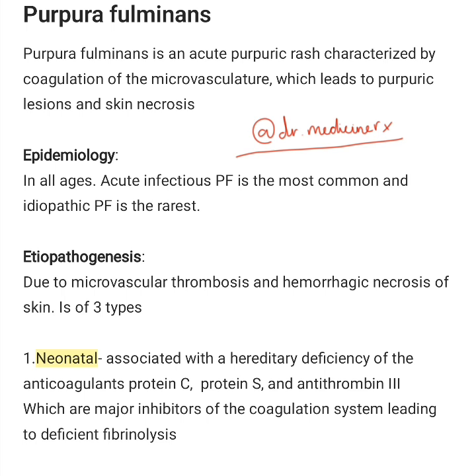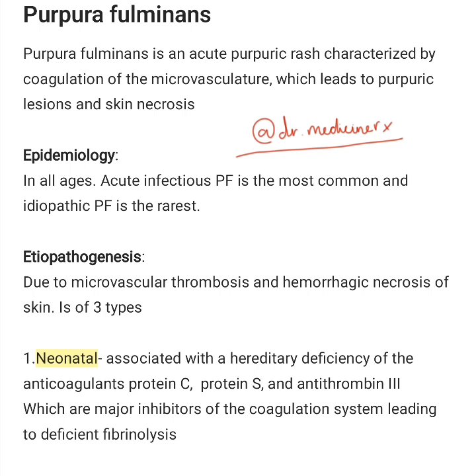So Purpura fulminans is an acute purpuric rash that is characterized by coagulation of the microvasculature, which leads to purpuric lesions and skin necrosis. So the basic pathology here is going to be occlusion of the microvasculature, or microvascular occlusion, because of formation of certain thrombi, which leads to extravasation of RBCs and purpura formation.